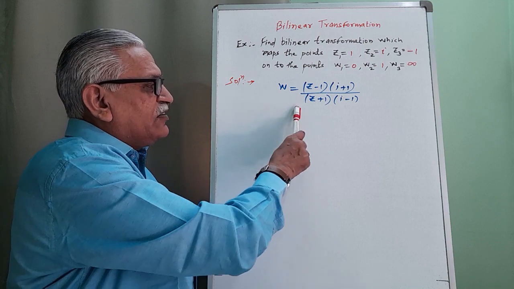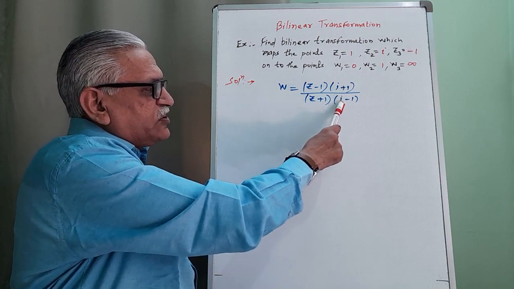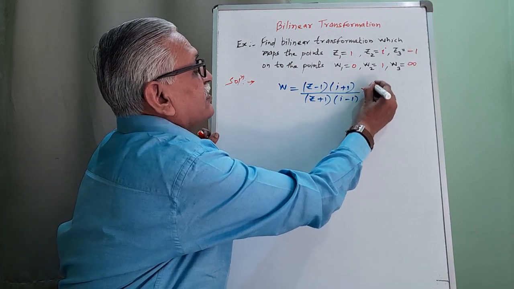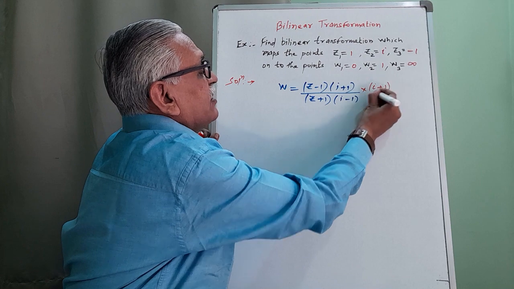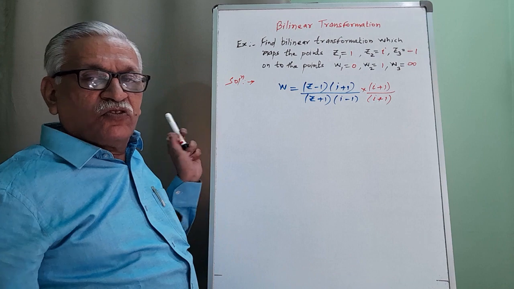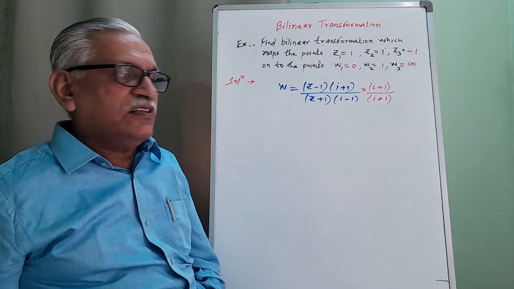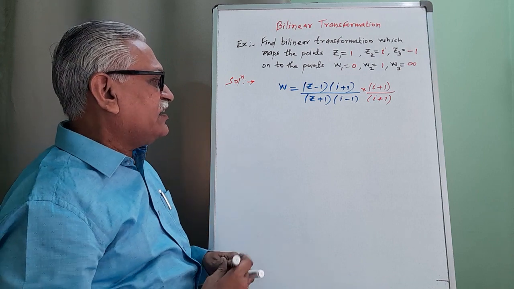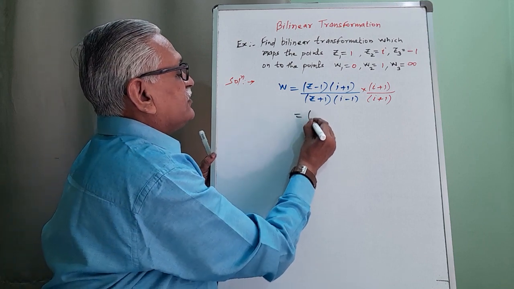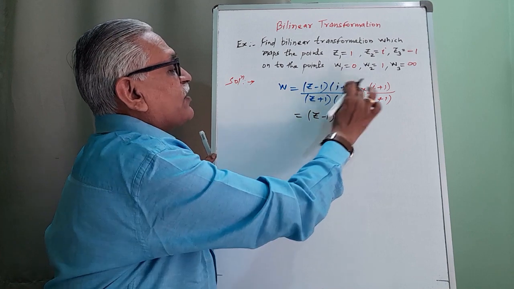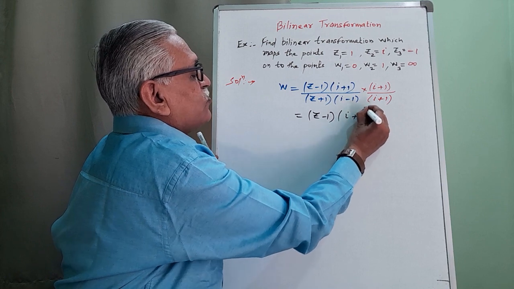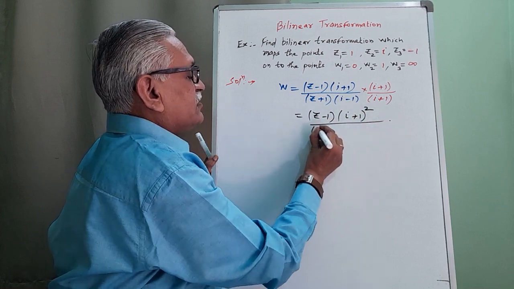To simplify it further, we multiply and divide by the conjugate of the term i minus 1, therefore its conjugate is i plus 1, divided by i plus 1. We multiply and divide by the same number so that the value does not change, only the form changes. Simplifying further, we get z minus 1, i plus 1 into i plus 1, it becomes the square of that term, that is (i plus 1) whole square, whole divided by z plus 1.